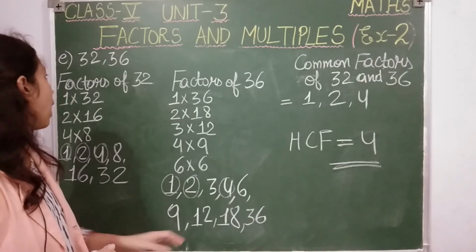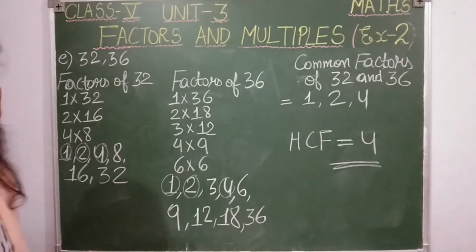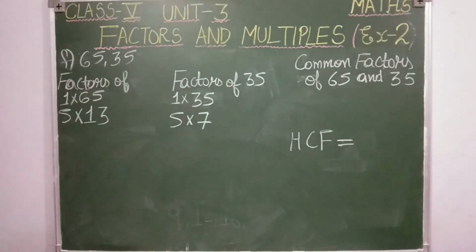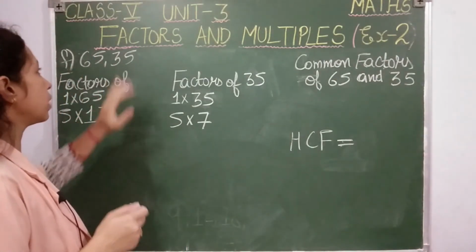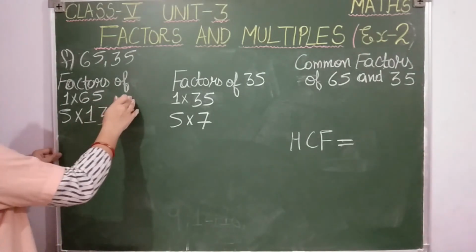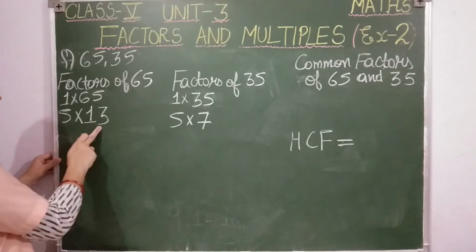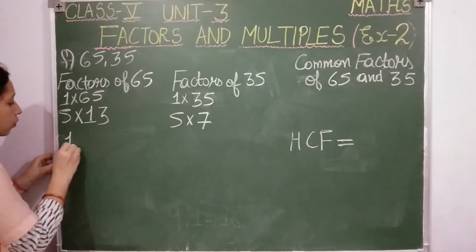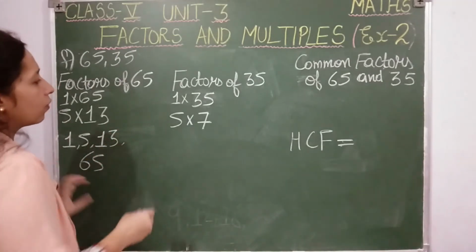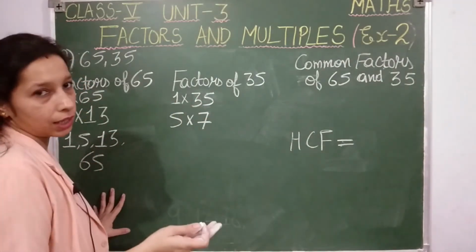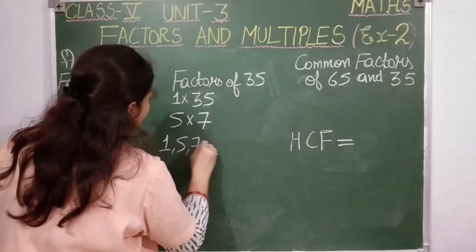Okay. After this, after point number E, we will see point number F. Note it down. So students, point number F, factors of 65 and 35 we are going to calculate. Factors of 65 students. 1 65s are 65, 5 13s are 65. Again 13 5s are 65. So here factors will be 1, 5, 13 and 65. Okay. Then for 35, 1 35s are 35, 5 7s are 35. Then 7 5s are 35, 35 1s are 35. So factors are 1, 5, 7 and 35.